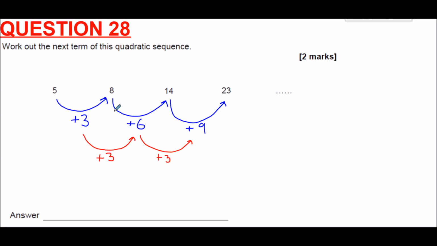So the next gap, 3, 6, 9, the next gap will be 12. The gaps are like the 3 times table. 3, 6, 9. Next one is 12. So this number here after 23 will be 23 plus 12, which is 35. So the answer to this one is it's got to be 35.